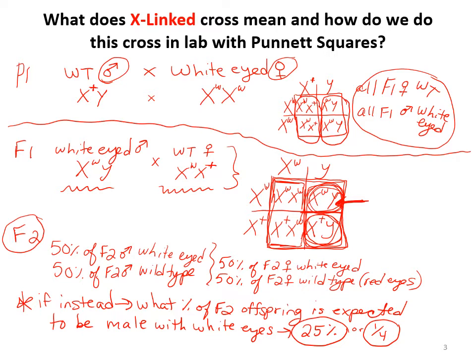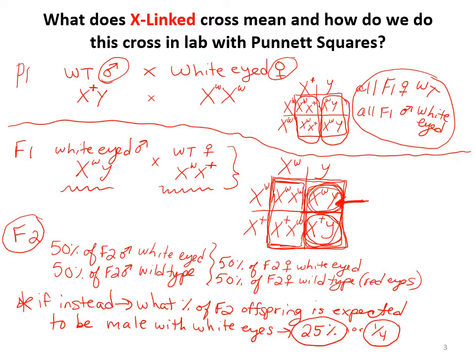Now, I could give you any kind of cross, okay? I can say a wild type male crossed with a white-eyed female. I can say a white-eyed male crossed with a white-eyed female. You know, all these different crosses you should be able to make Punnett squares for, okay?